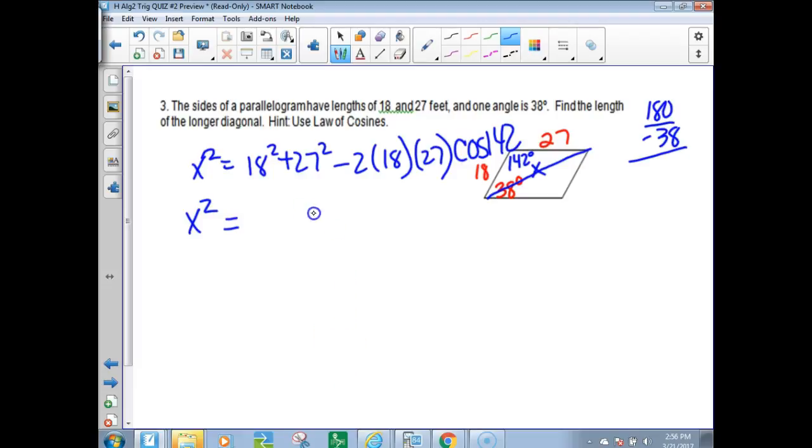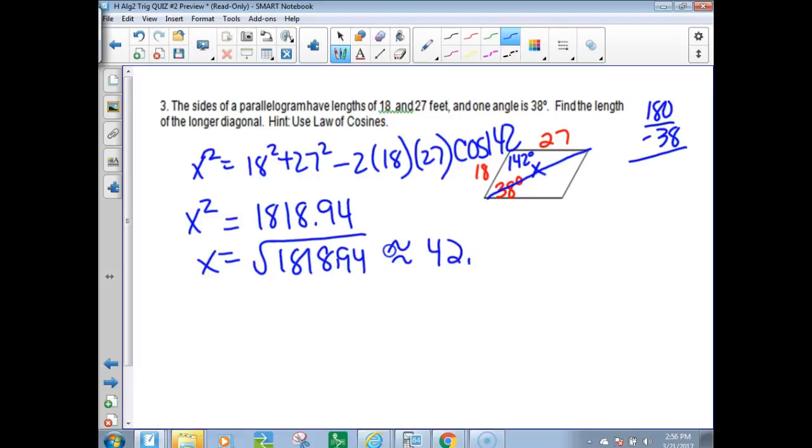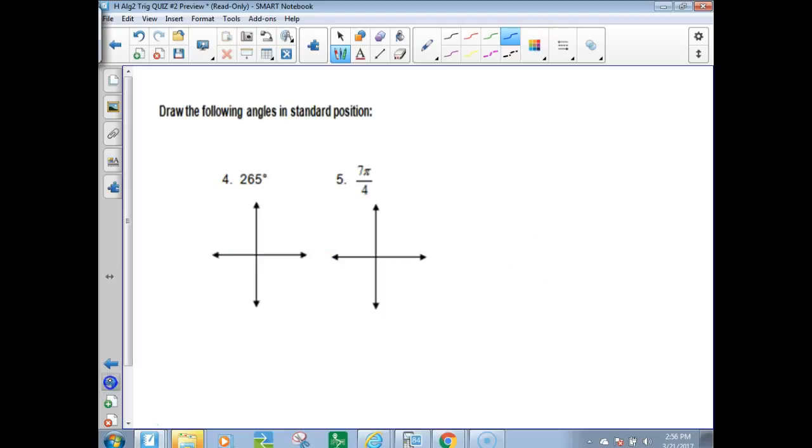When I did it before, I got 1,818.94. All right, and then we need to take the square root of that. And I got about 42.6 feet. Anybody need me to help with the calculation part? Type it in? No? Okay.